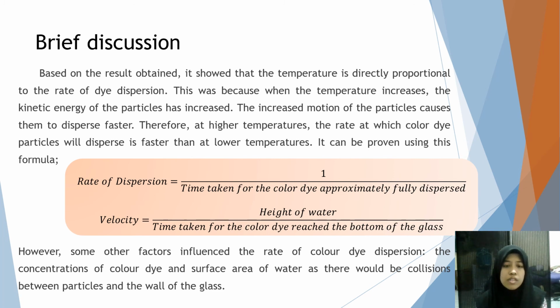However, there were some other factors that influenced the rate of color dye dispersion, which were the concentration of color dye and surface area of water, as there will be collisions between particles and the wall of the glass.